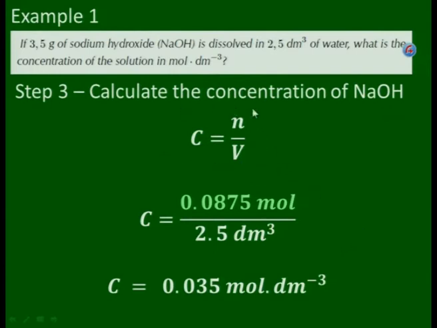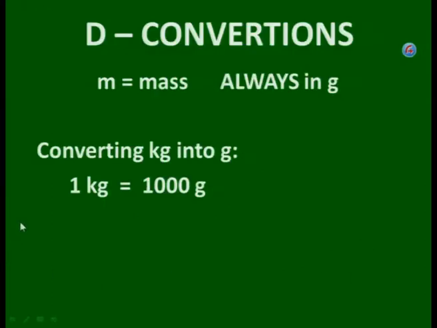Concentration is moles divided by volume. The moles we just calculated on the previous slide, 0.0875 moles, divided by 2.5 cubic decimeters, which you get from the question. That gives you 0.035 moles per cubic decimeter, which is concentration. The last concept that we need to talk about is conversions.